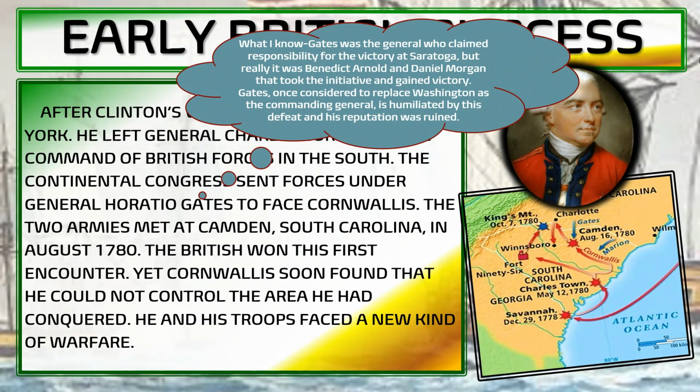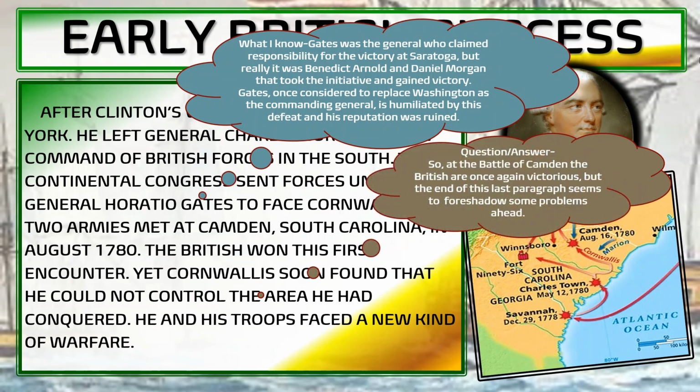So Gates was once considered to replace Washington as the commanding general. And he's humiliated by this defeat, and his reputation is ruined. He actually retreated from the battlefield and rode a horse all the way into North Carolina to escape. So it didn't look good for him. He looked like a coward. So Gates is ruined. And there was talk of Gates replacing George Washington. Not anymore. Not after the Battle of Camden.